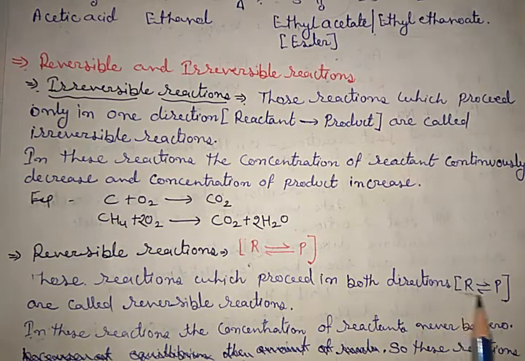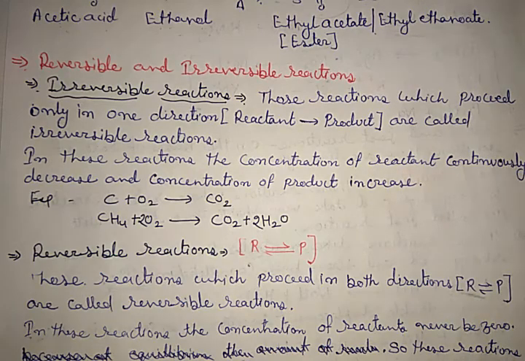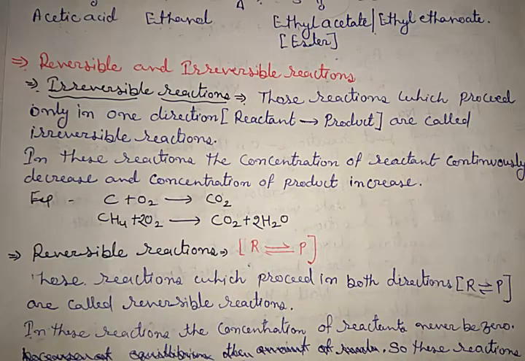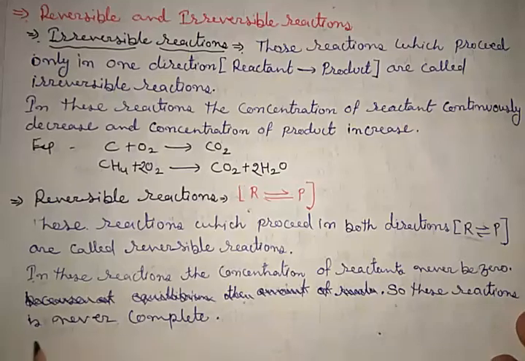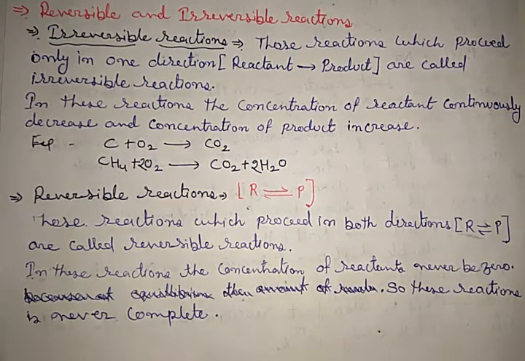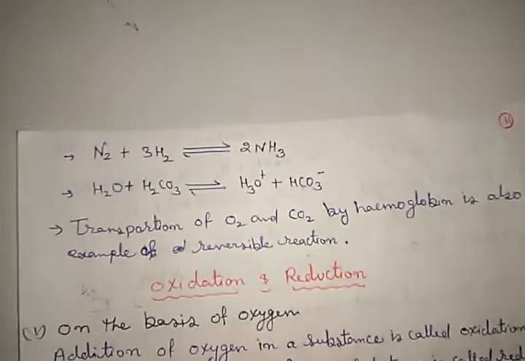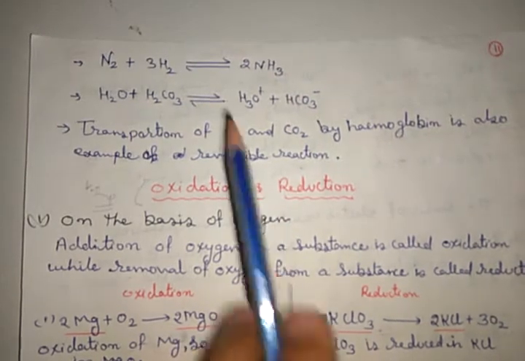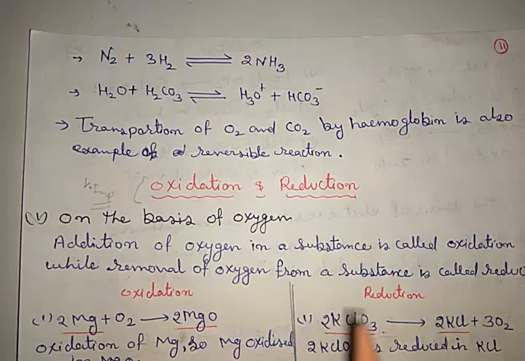If the concentration of reactant is never zero, then we can say that these reactions never complete, because the completion of a reaction is the zero concentration of reactant, and here it cannot be zero. So these reactions are never complete. If we consider an example, N2 plus 3H2 equals 2NH3, the reaction of formation of ammonia.